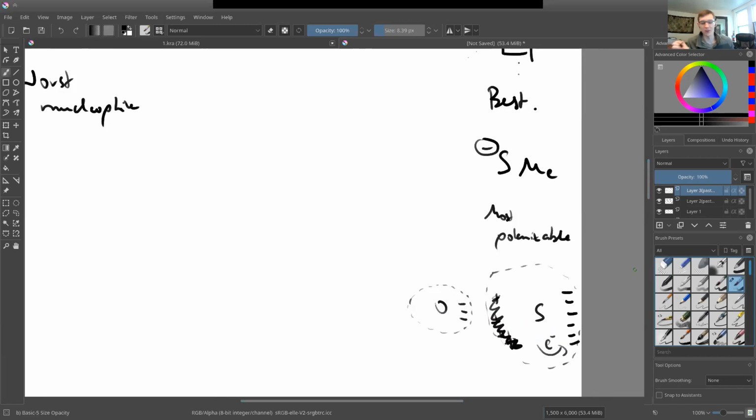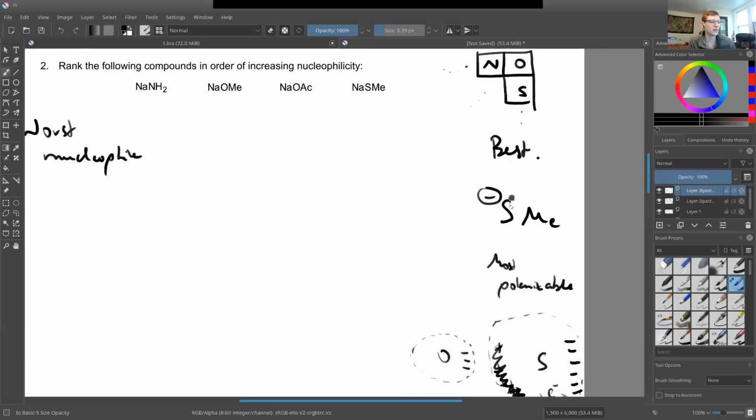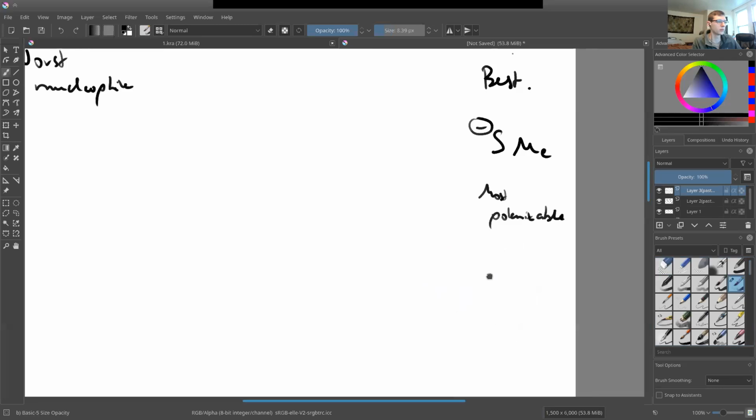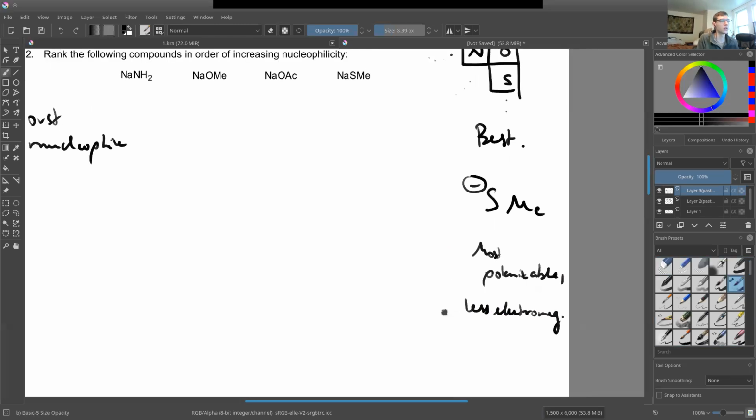Although you actually have a point. The sulfur is lower in the periodic table too, so it's less electronegative as well. And that also means it's a better nucleophile. I tried to mention this earlier, but I got caught up on my own words. Things that are more electronegative tend to be worse because they want to hang on to their electrons and they're not willing to give them up to something else. So fluorine, for example, is consistently one of the worst things to react with because it's not going to give up its electrons. It will do everything it can to avoid giving those up. So, most polarizable. Less electronegative. Okay.